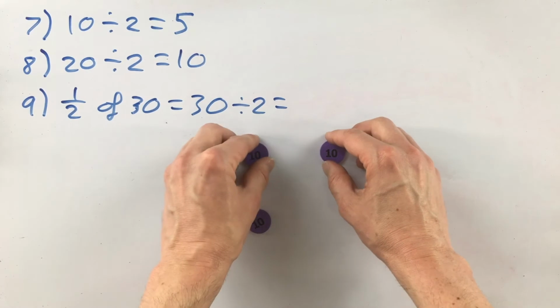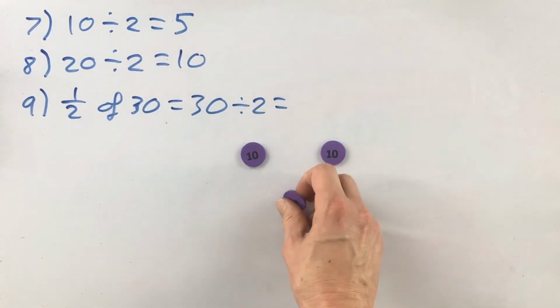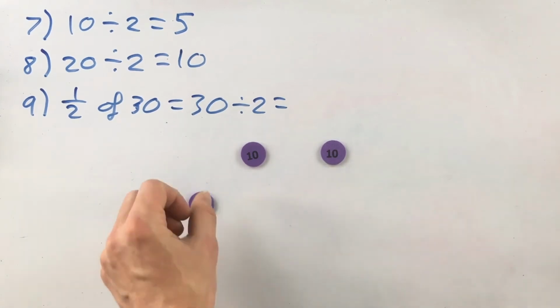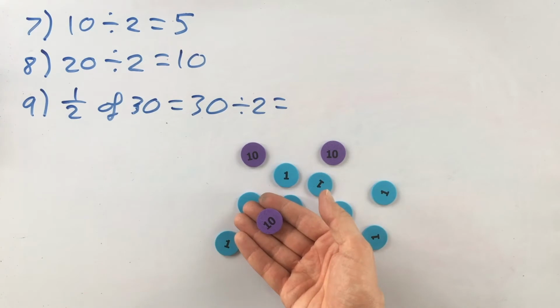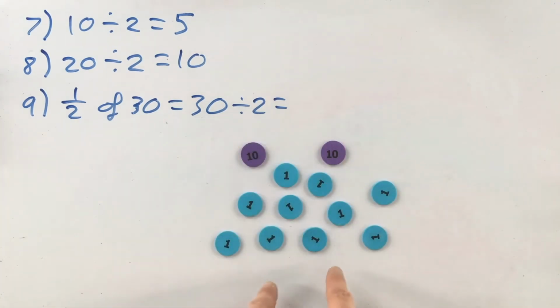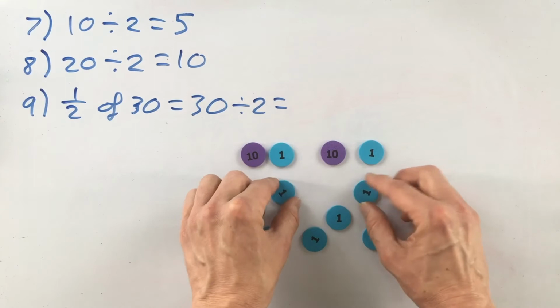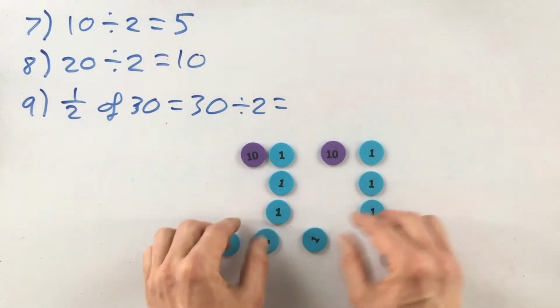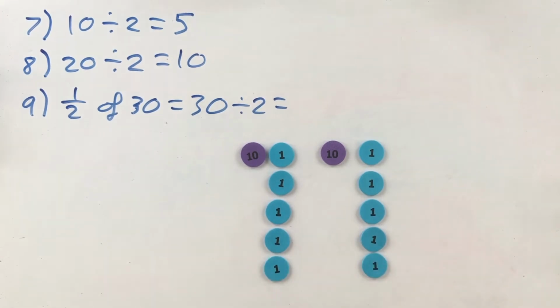Now we can split 2 of them in half, but in order to split the final one, we've got to convert that into 10 ones. So these 10 ones are the same as that 10, so I can exchange them. It's the same number, it's still 30, it's just represented differently so that we can split them in half. And now we just have to share the ones equally on both sides. And you can see that half of 30 is 15.